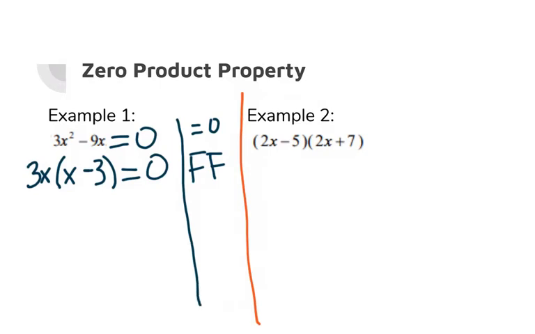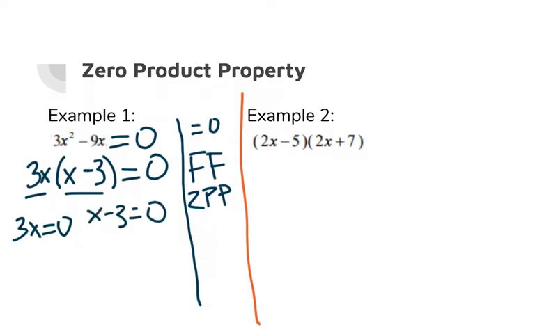All right. Then I'm going to set each factor equal to 0. That is a zero product property. So one factor is 3x. So 3x equals 0. And the other factor is x minus 3. So the other factor equals 0. Now I'm just going to solve like I normally do. This one, divide by 3. X equals 0. That's one of your roots, solutions.